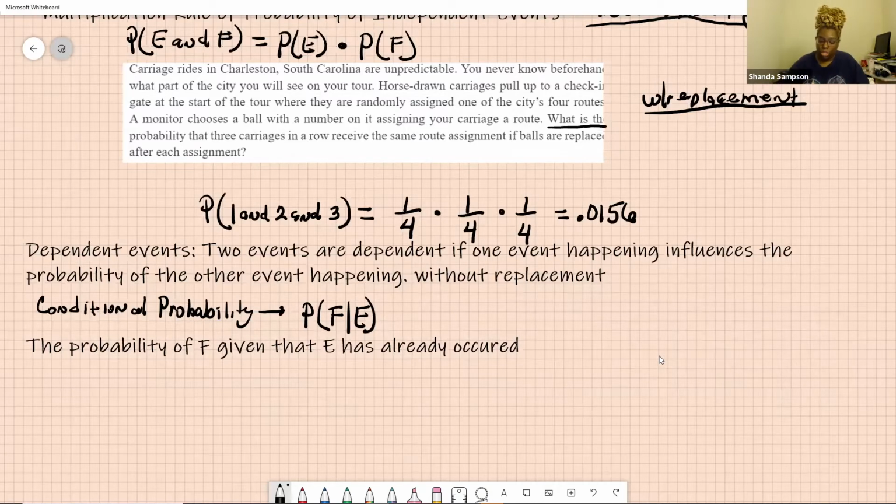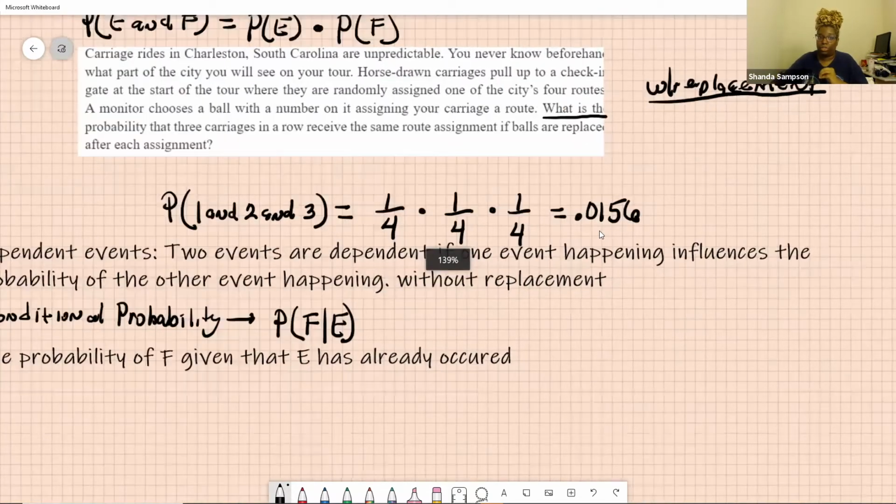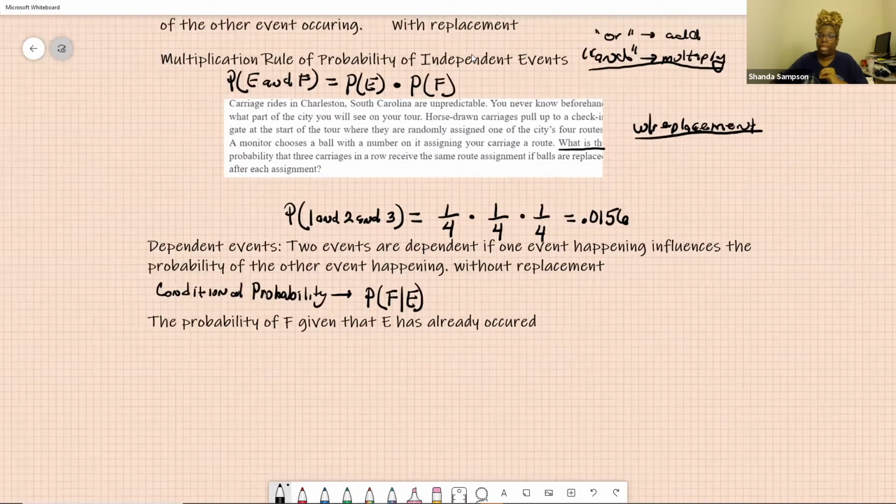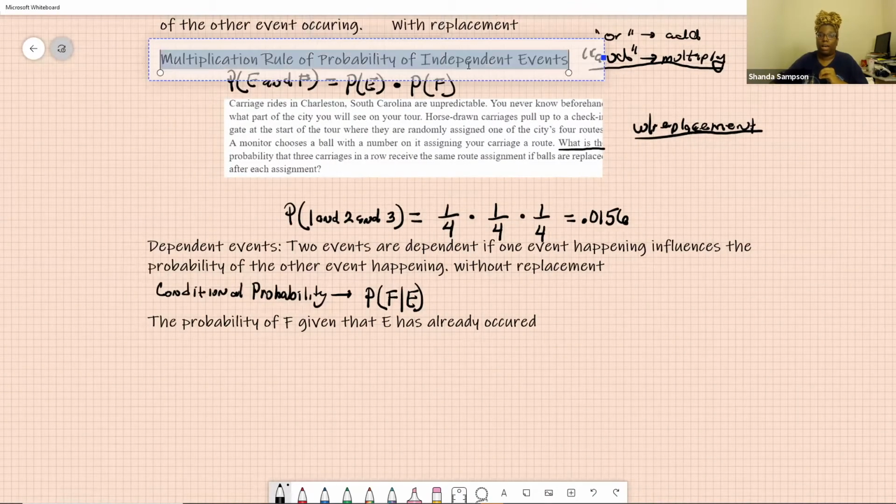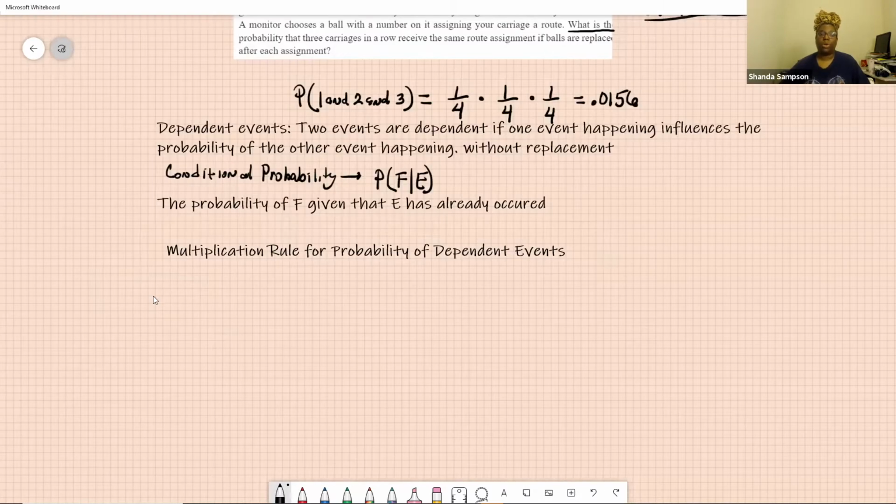And we'll call this new rule the multiplication rule for probability of dependent events. The first one we had was the multiplication rule for the probability of independent events. This one we're going to call the multiplication rule for probability of dependent events. And that just means still the probability of E and F.